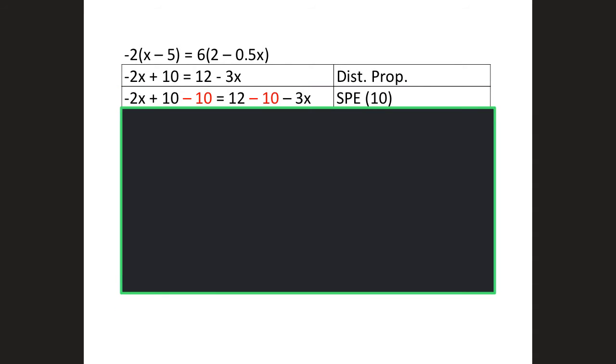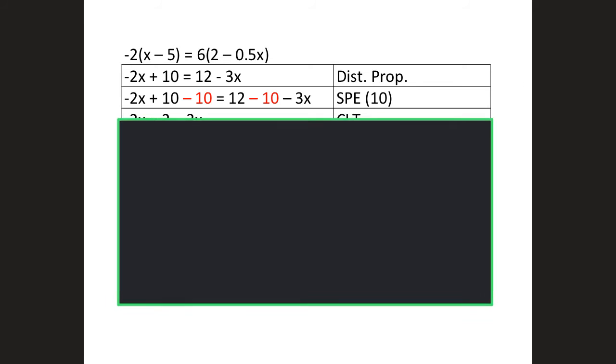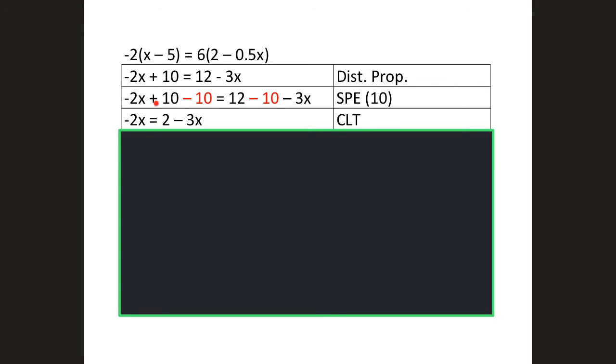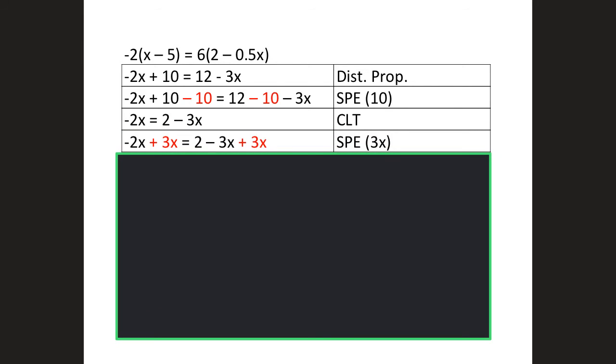My next one. I remember I'm trying to get all of my numbers on one side and all my variables on the other, so I decided to subtract 10 from this. So I subtracted 10 from both sides. On the left side, when I combine my plus 10 minus 10, they go away. I get negative 2x equals 12 minus 10 gave me 2, minus 3x. Next, I added 3x to both sides. That will get rid of that 3x there. So I have negative 2x plus 3x equals 2 minus 3x plus 3x.